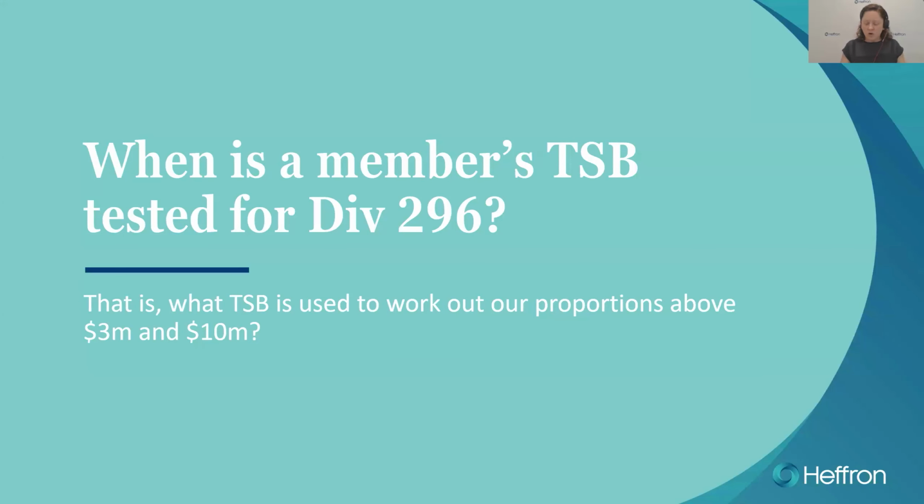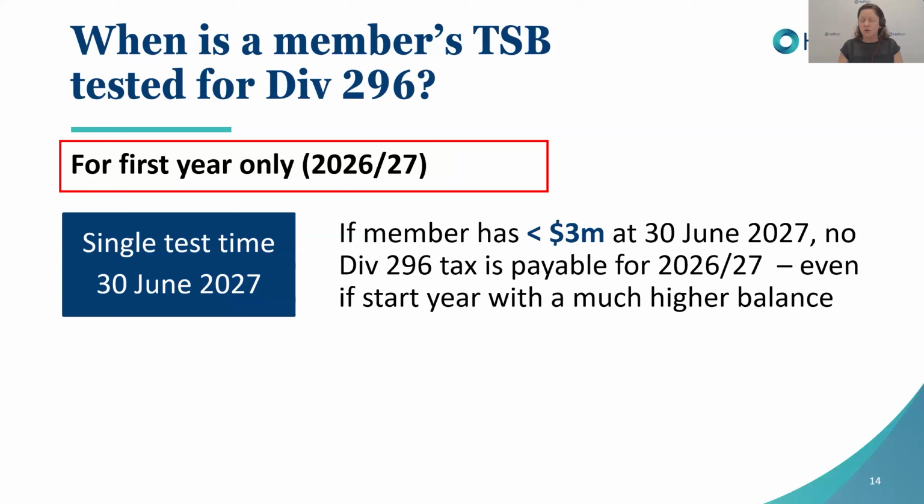So what total superannuation balance do we use to work out our proportions? When is our total superannuation balance relevant? We have some transitional rules for the first year. For the first year only, so for 26-27, we have a single test time, and that's 30 June 2027. So if we've got a member who's got less than $3 million at 30 June 2027, they're not going to have any Div 296 tax payable for 26-27 because they're under the threshold.